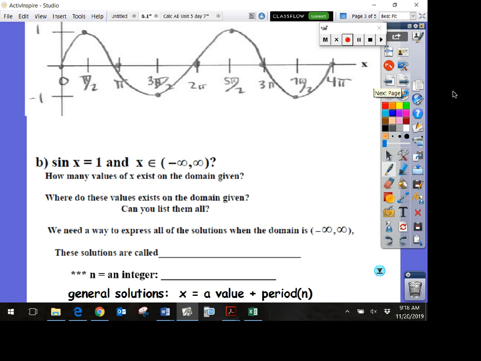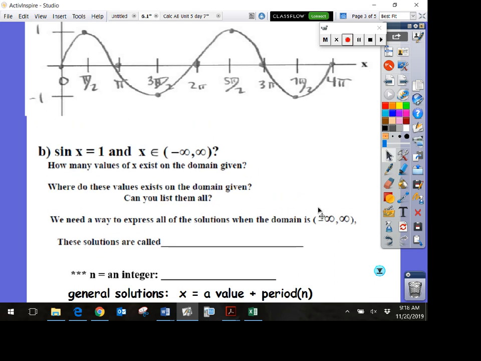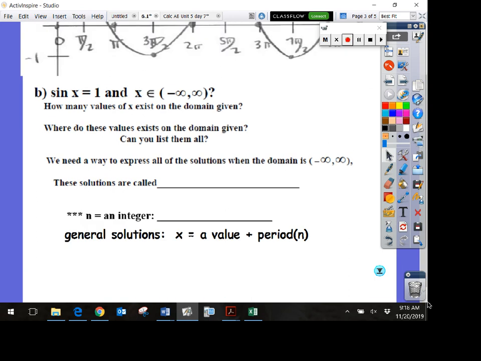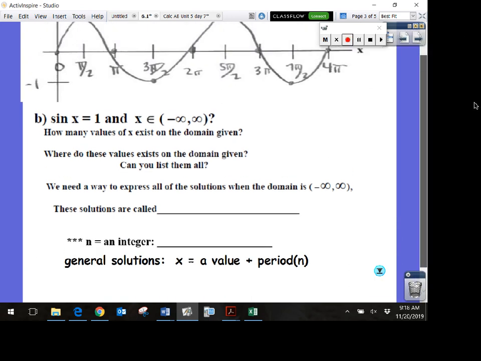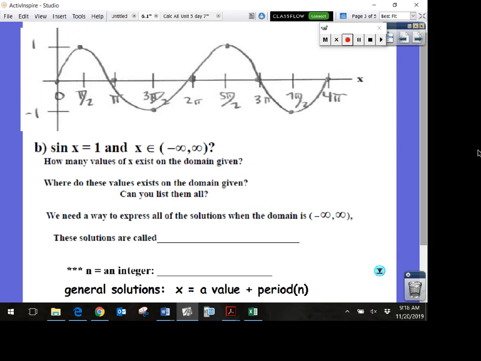All right, now that same graph, we have this question right here. Where does the same thing happen, but now our domain is negative infinity to infinity. So we've only graphed 2 cycles. We cannot graph the whole sine graph. It's asking, answer these same questions from negative infinity to infinity. Okay, so how many times does that happen?